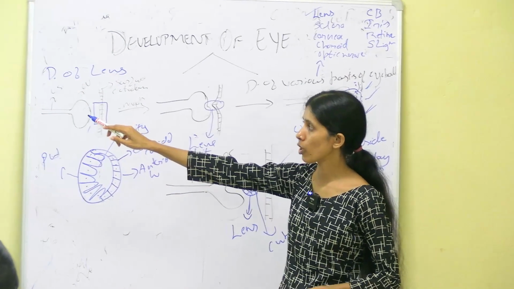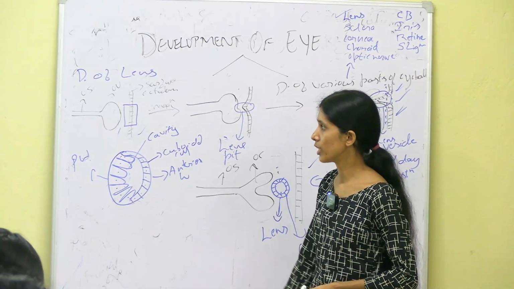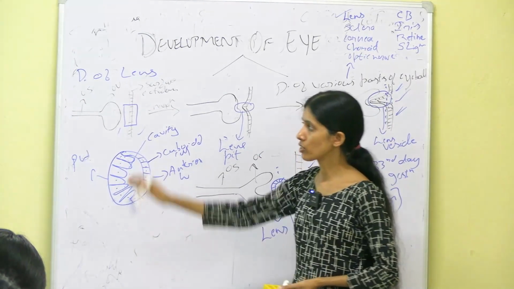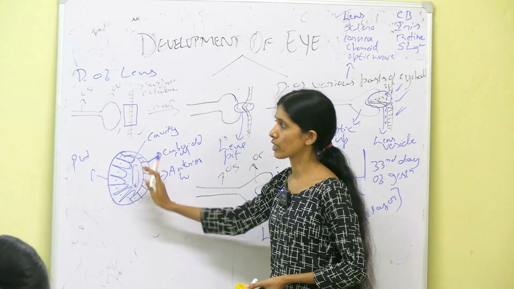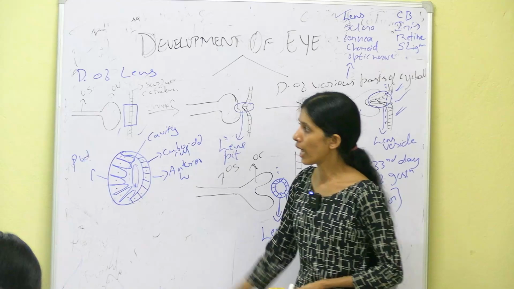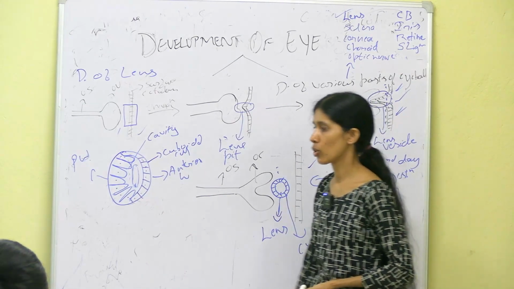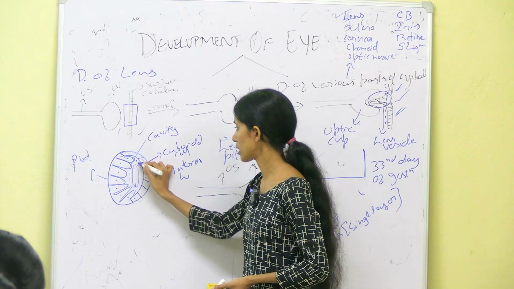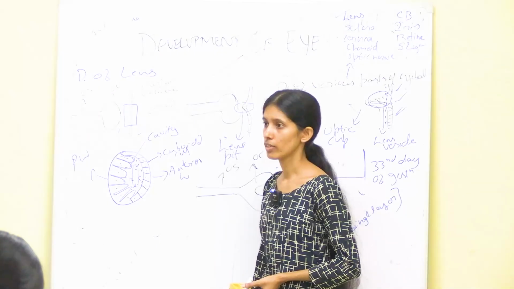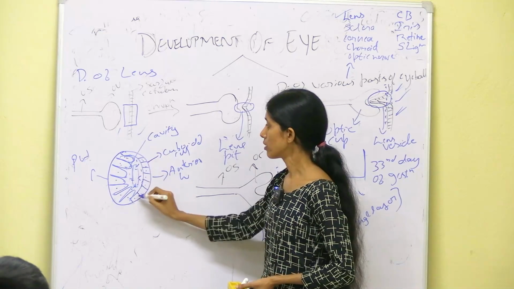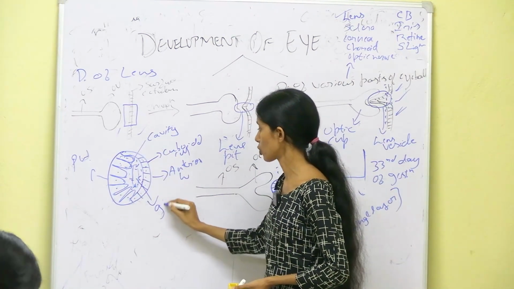The posterior wall of the lens vesicle elongates and it will turn into columnar cells and extend into the cavity. This is the cavity part. It is extending into your cavity, and as a result the cavity of the lens is obliterated. So at one point your columnar cells will grow completely into your cavity region and your cavity will completely get closed.